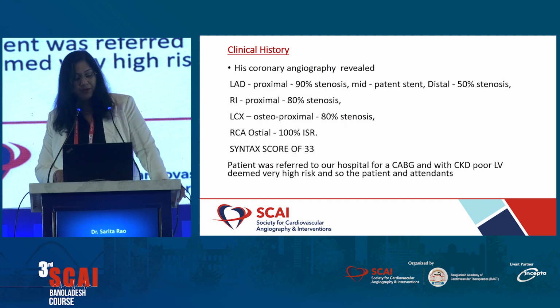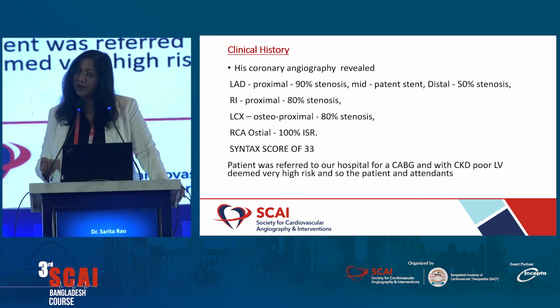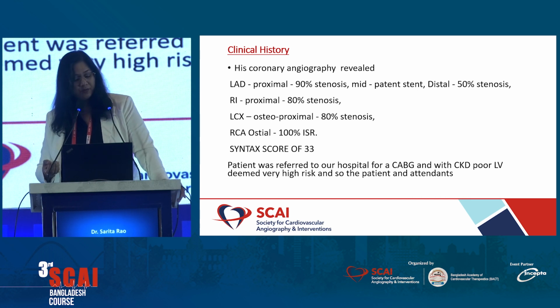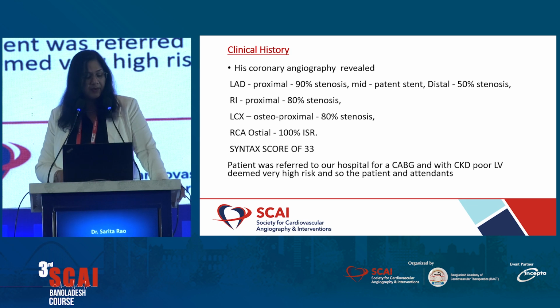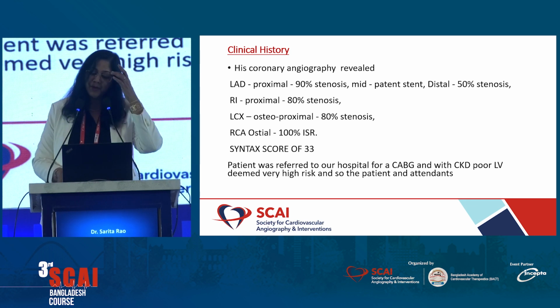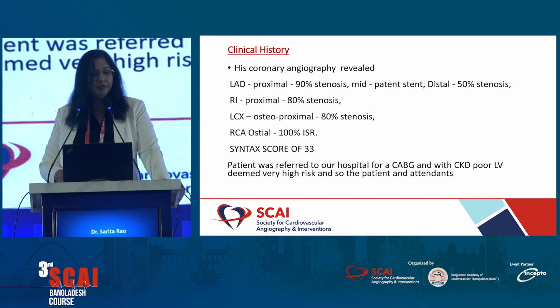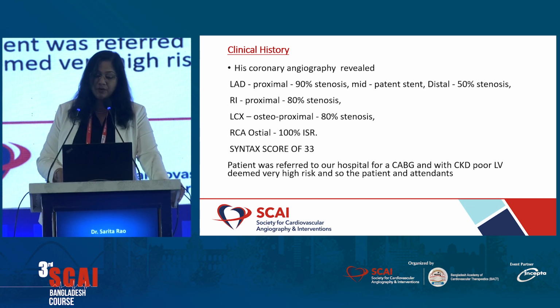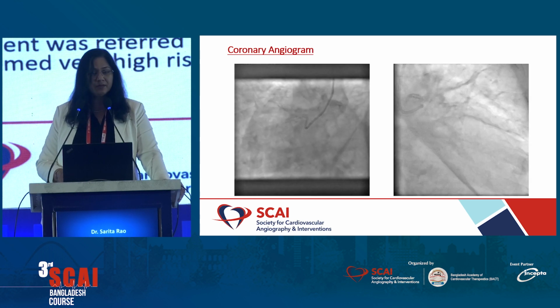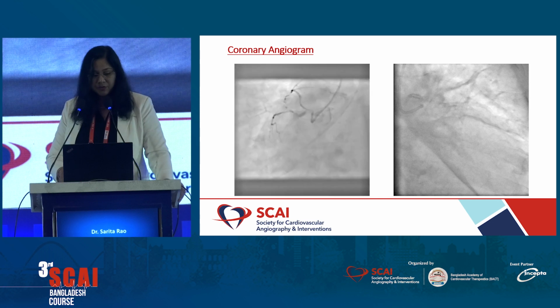His angiography revealed a proximal 90% stenosis. The mid-stent was patent. Again, the circumflex had an ostioproximal 80% stenosis. The RCA had an ostial lesion, 100% in-stent restenosis. He had a SYNTAX score of 33. Based on this, he was referred for a bypass surgery. But with CKD and a very poor LV function, he was deemed extremely high risk, so the patient and attendants opted for an angioplasty.